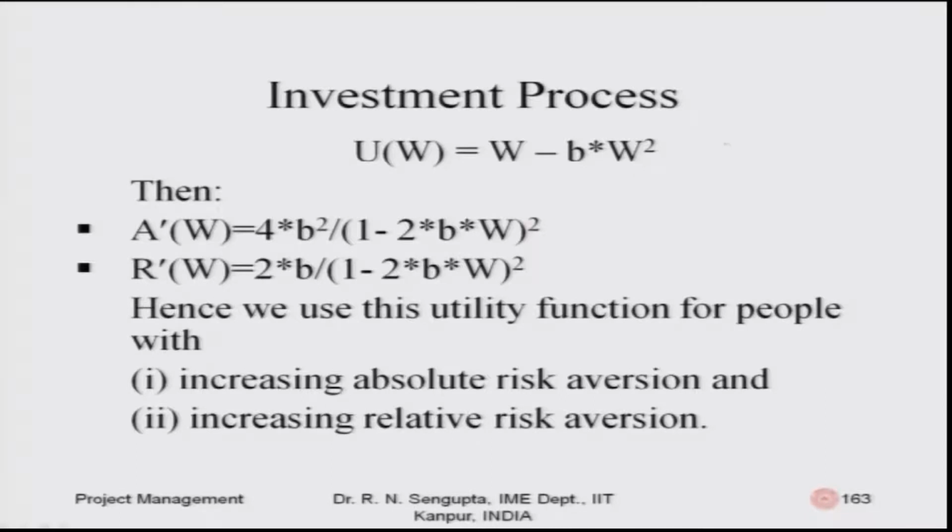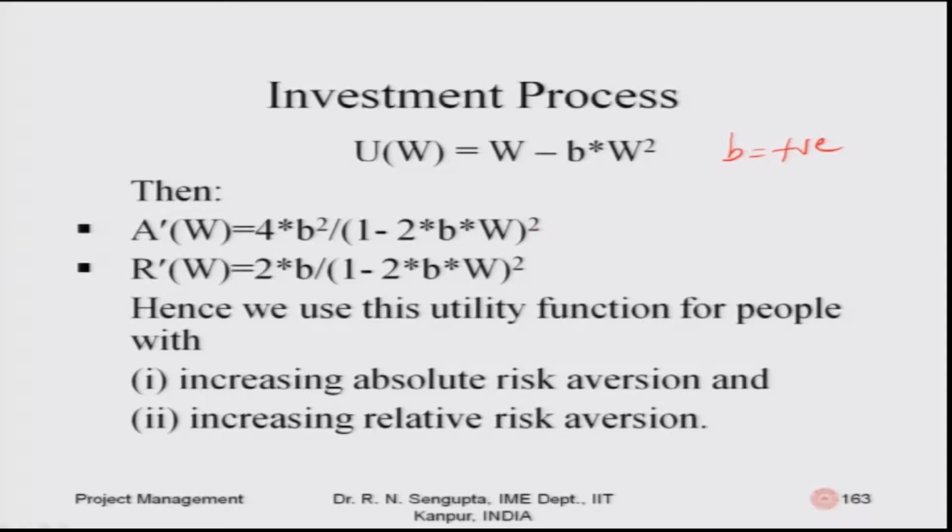Now, whether b is positive or negative does not matter. The numerator is always positive because it is a square, and the denominator is also positive because it is a square. So, considering this property of a prime, without going into the details, you can immediately say that it has an increasing absolute risk aversion property. If I go to r prime, the value is given by 2b divided by the same denominator which was there in a prime.